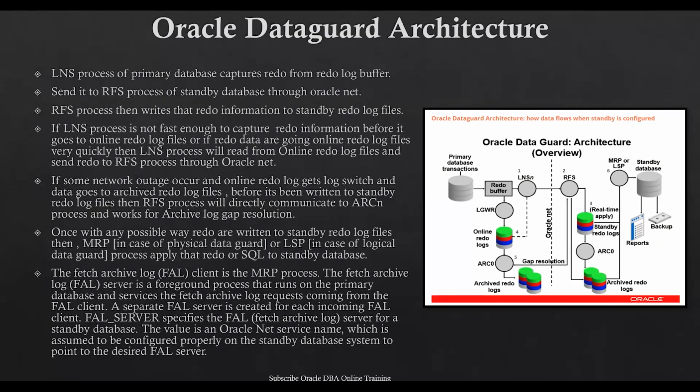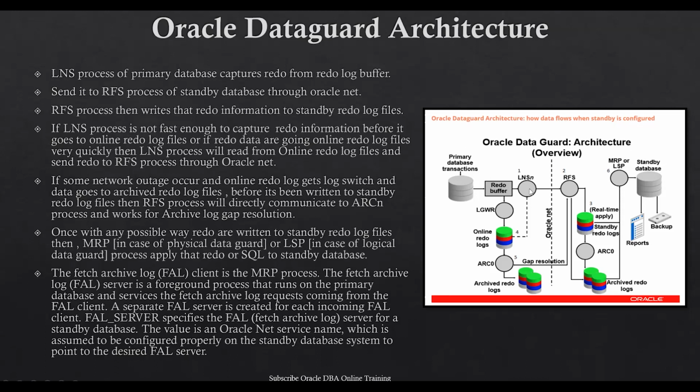So moving further, we have the complete architectural diagram for your standby database. This is your full diagram for the standby database architecture. You can see on the left side we have the primary database, which is the transactional database, and on the right side we have the standby database. The first step is that from the redo buffer, the LNS process will read the data and transfer it to the RFS process. Then the RFS process, in real time, will send the data to the standby redo log. Then the apply will happen.